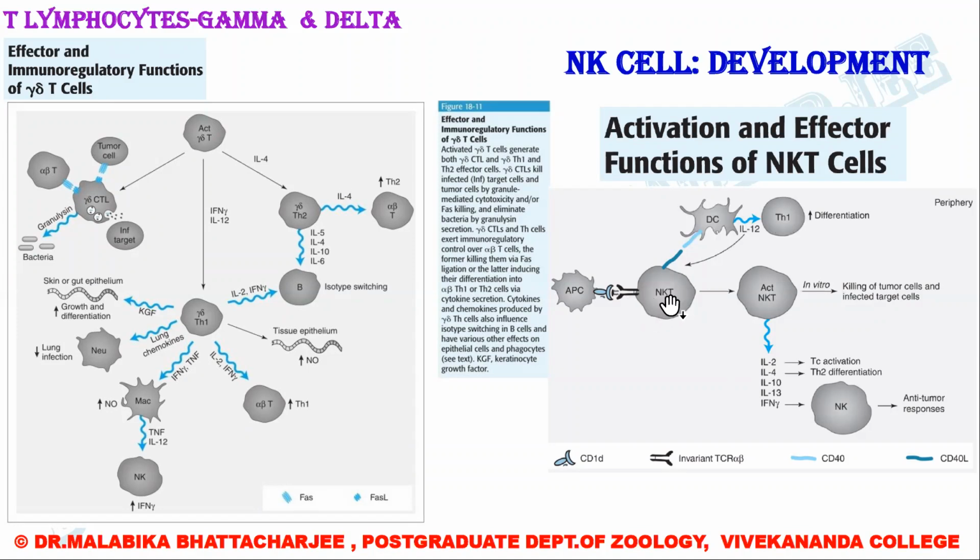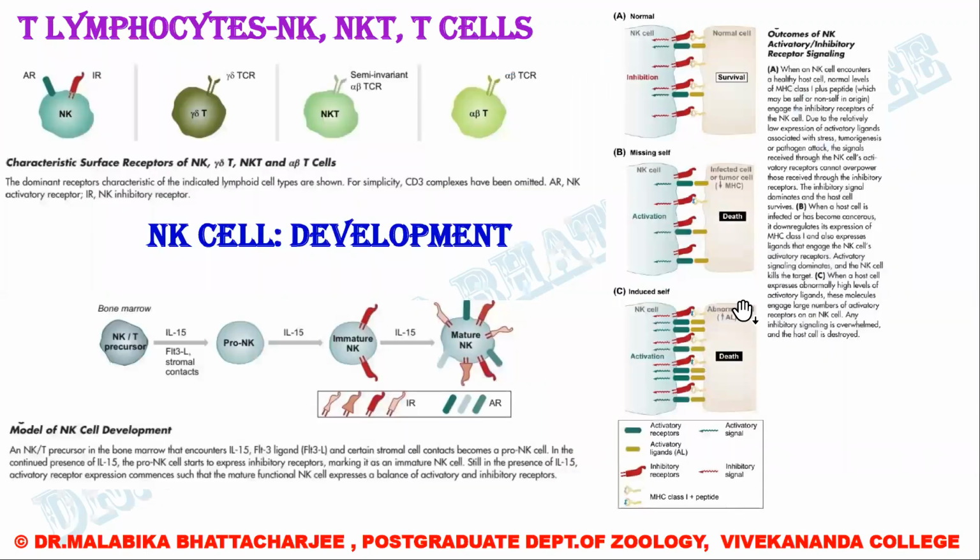And the activated natural killer T cells can also produce a host of cytokines that can lead to cytotoxic killer lymphocyte activation, that can lead to helper 2 differentiation, and also a number of cytokines that can lead to the activation of natural killer cells. So this is basically the differential function of the natural killer T cells.